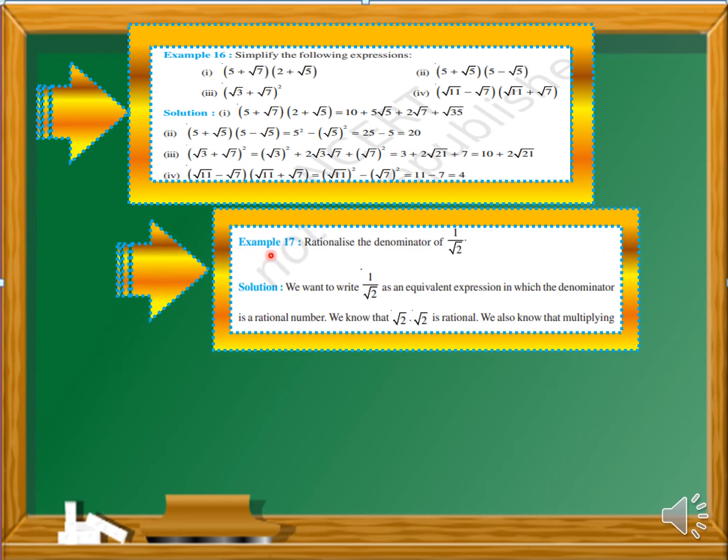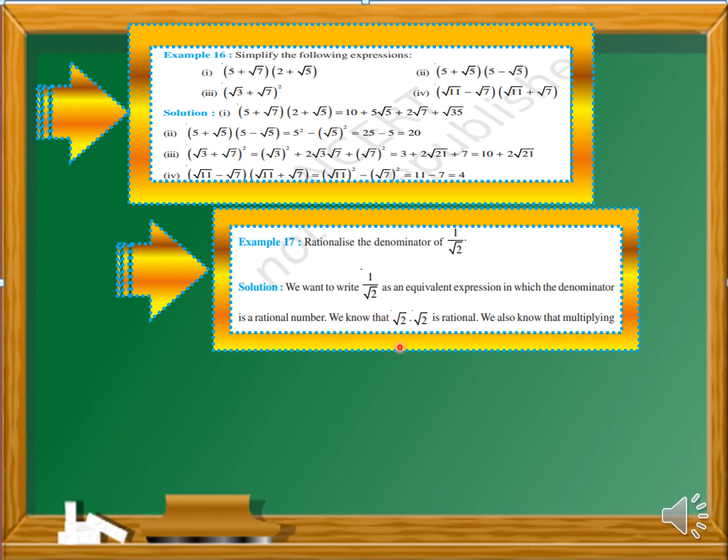Okay, example 17: rationalize the denominator of 1 by √2. Solution: we want to write 1 by √2 as an equivalent expression in which the denominator is a rational number. So the denominator should be a rational number and it should be an equivalent expression. So what should we do? You know what is an equivalent expression? When comparing two fractional numbers, the value should be the same when simplified.